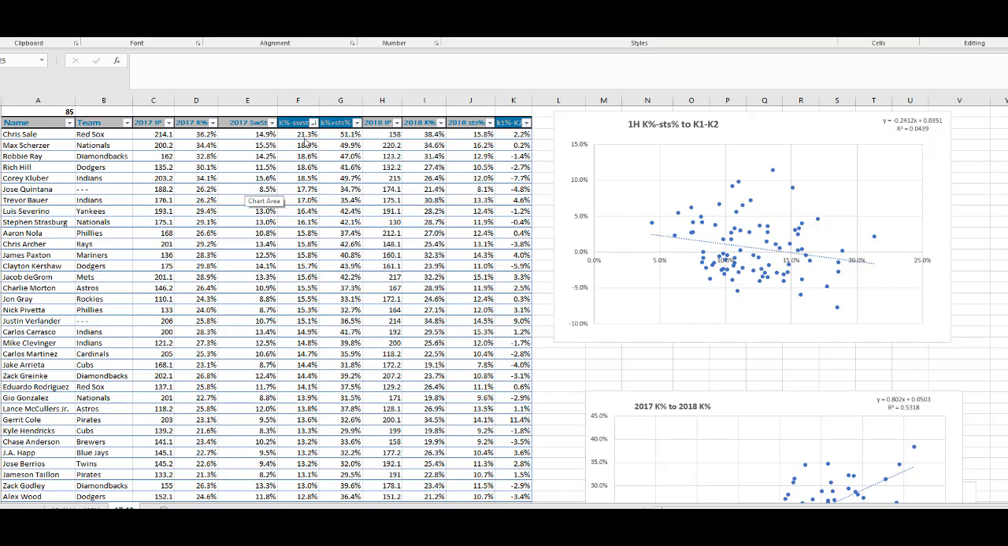So what we did in our chart is we put the strikeout percentage minus swinging strike percentage in one column, and then the change from strikeout percentage in the first time frame, 2017, to the second time frame, 2018. If the theory holds true, there would be a high correlation between the difference of strikeout percentage and swinging strike percentage in 2017 and the difference between 2017 strikeout percentage and 2018 strikeout percentage. So we charted it, put it in the regression chart, and it came up with an R squared of 0.0439. As far as a correlation number, that's pretty insignificant.